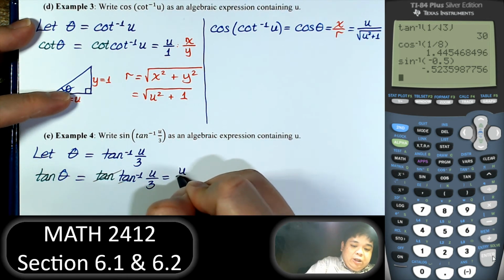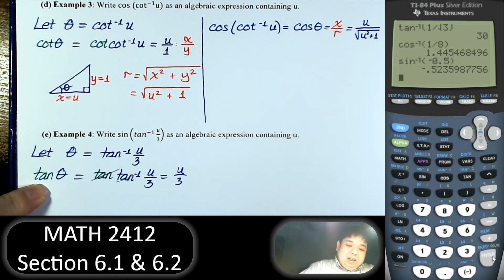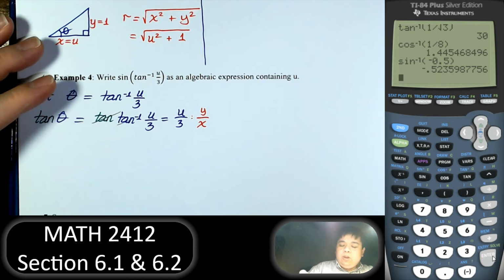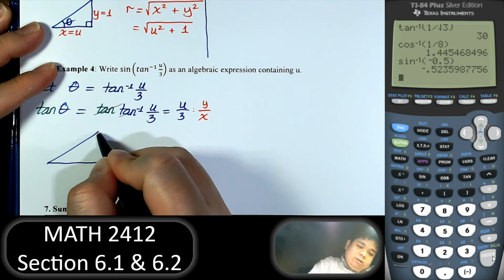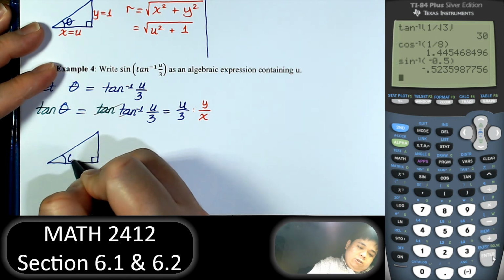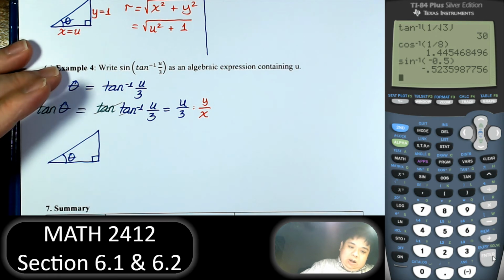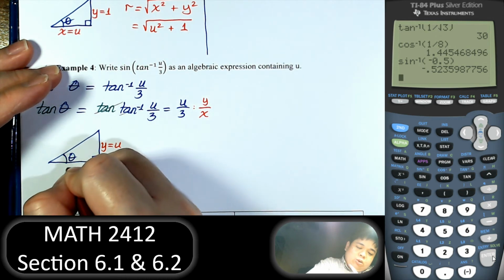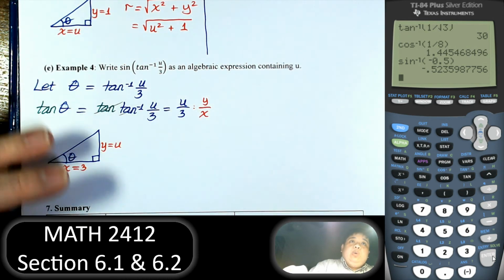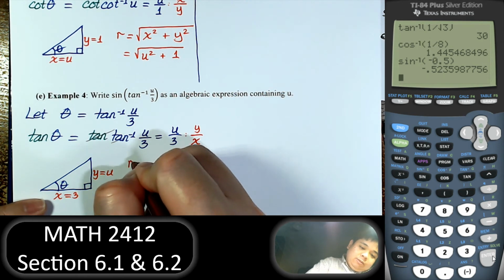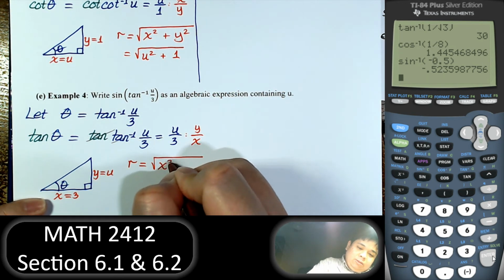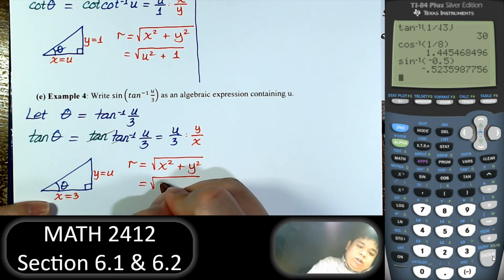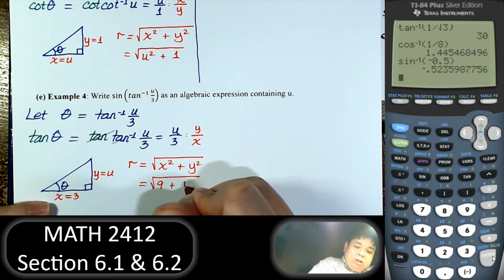Okay, u over 3. Now the ratio for tangent is y over x. Then we can draw a triangle. Y is equal to u. X is equal to 3. We can solve for r easily. X is 3 squared, so it will be 9, and y will be u squared.